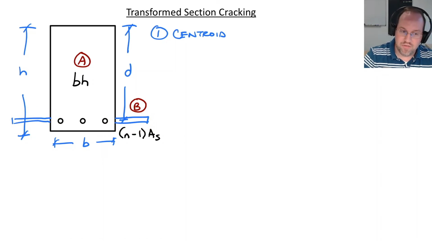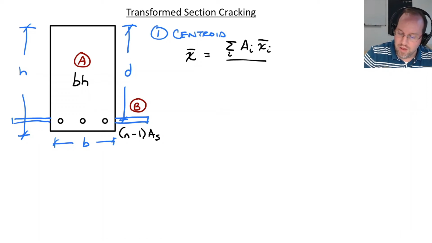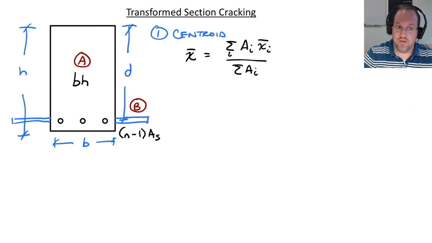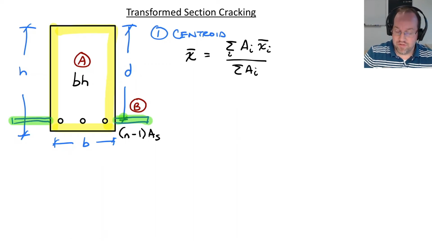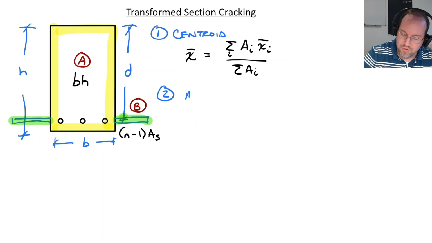So what we have to do for this is say that the centroid X bar is effectively like a weighted average. So I'm going to take the summation of all the areas multiplied by the distance to those centroids for those areas, and I'm going to divide that by the total area. So in this case, I'm going to consider two separate areas. Area A is B times H right here, and then area B is going to be just the two wings on the sides.